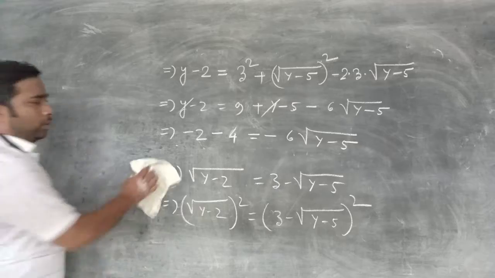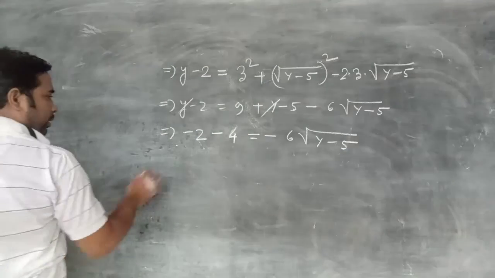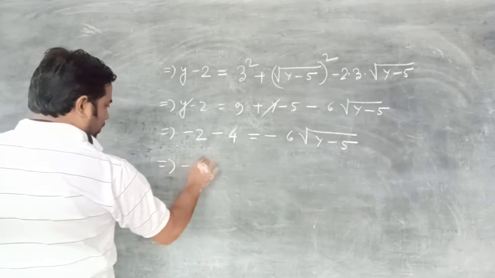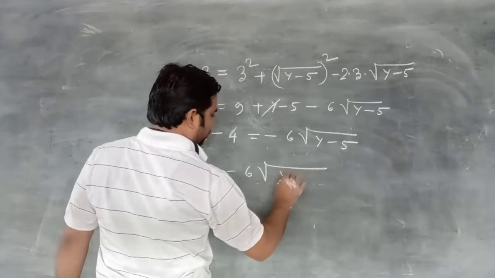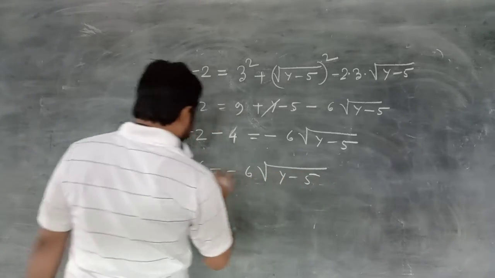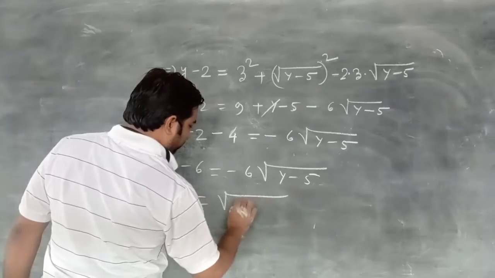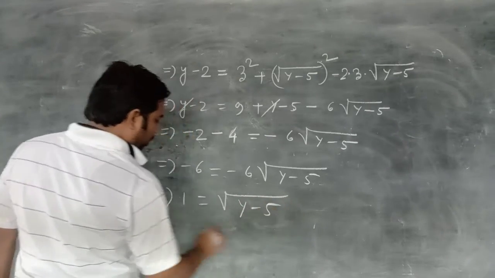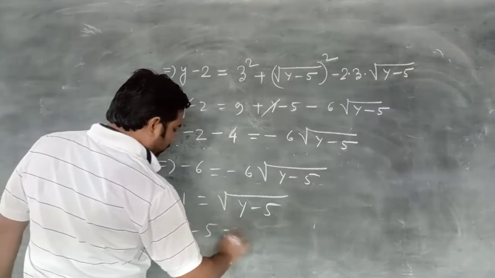So what are we getting here? This is minus 6 equal to minus 6 root over y minus 5. So minus 6 is cancelled. This is 1 and this is root over y minus 5. Make square on both sides. If you make square on both sides, it is y minus 5 equal to 1.